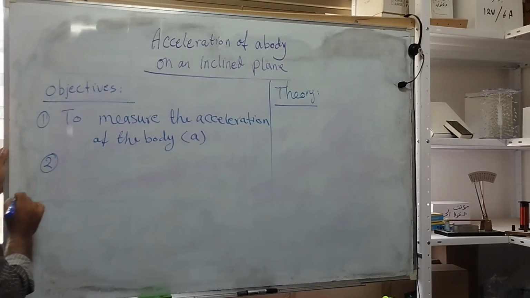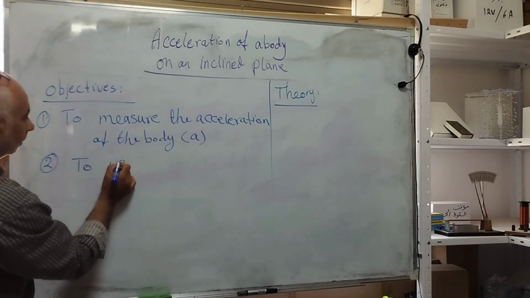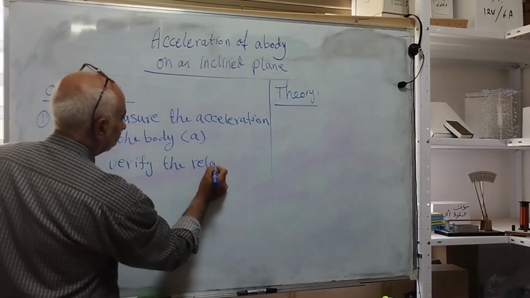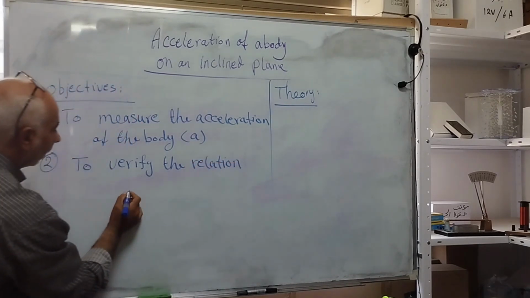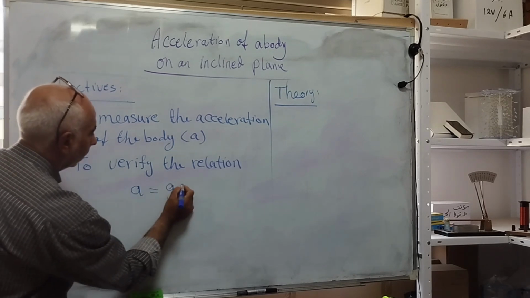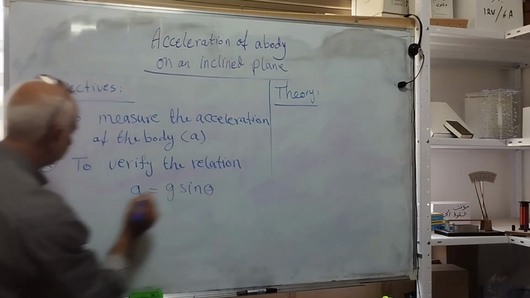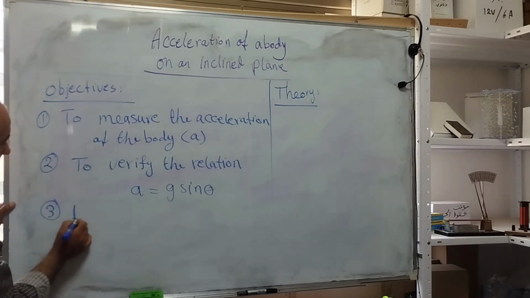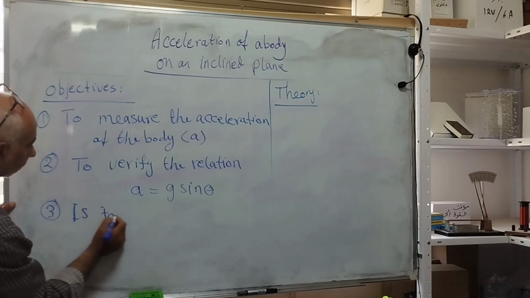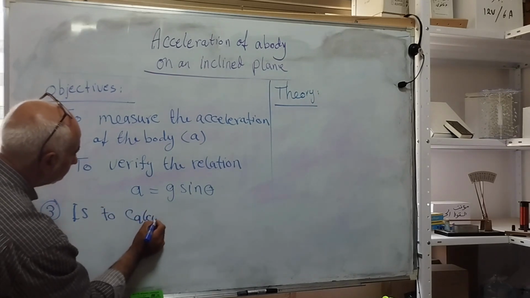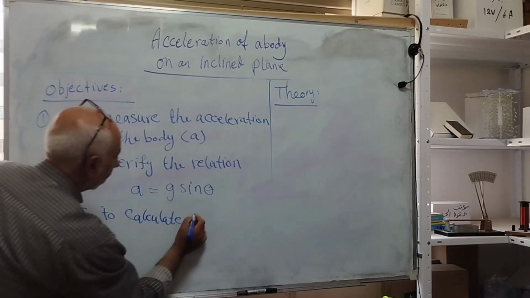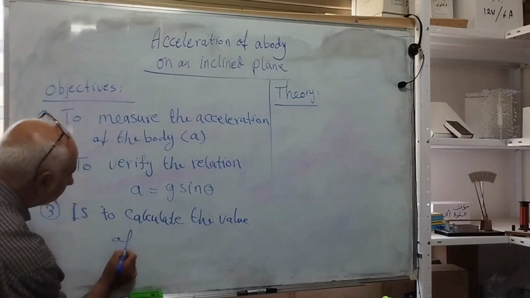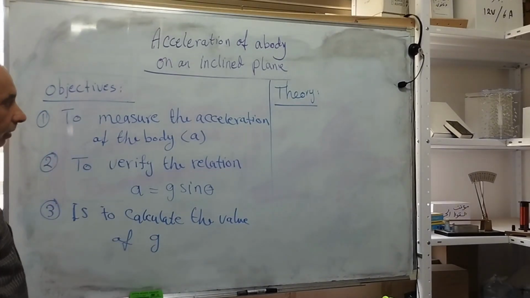The second objective is to verify the relation A equal g sine theta. The third objective is to calculate the value of g, the gravity acceleration.